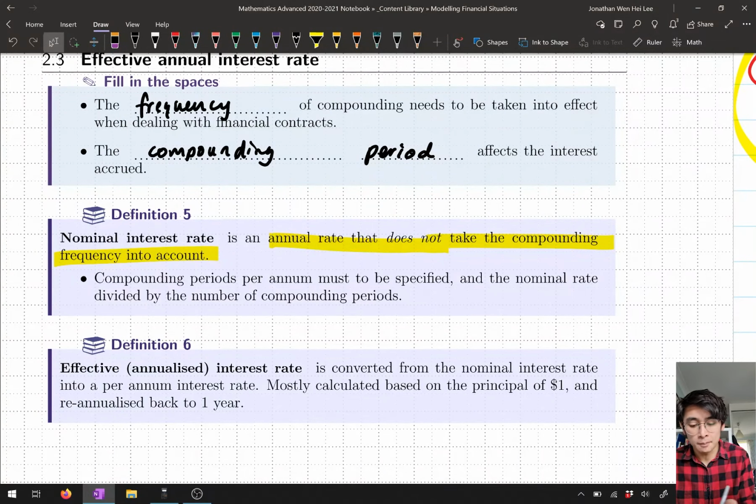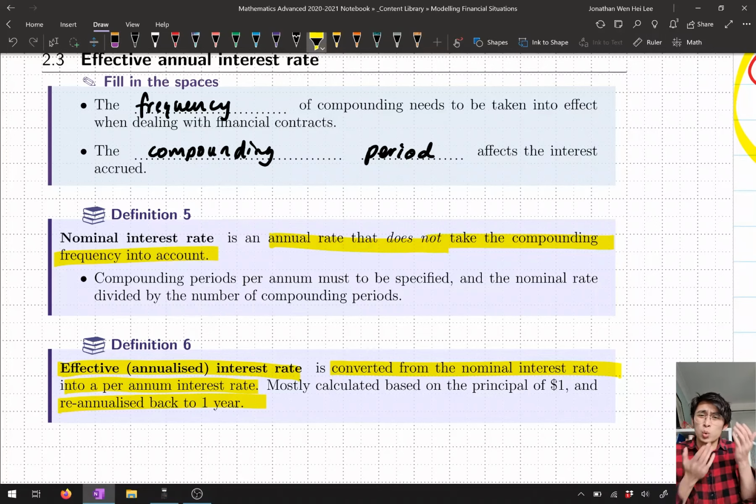So if you have a look here, compounding periods per annum must be specified, and the nominal rate must be divided by the number of compounding periods. So this is the steps that we've normally been doing so far. Now the other definition that we need to know is the effective annualized interest rate. So what we do here is we convert the nominal interest rate back into a per annum interest rate. And so this is usually calculated per $1 and re-annualized back to 1 year. So what we're doing here is figuring out what's the equivalent per annum interest rate based on my compounding period.